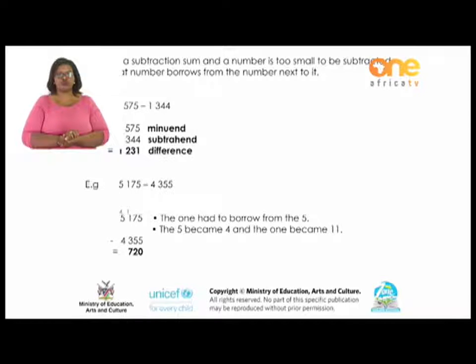1 minus 3. Now here we see we cannot subtract it. So what should we do? Yes, now the 1 goes over to the 5. And the 1 says to the 5, please borrow me, because I am too small for the 3 to be subtracted. So the 5 will borrow the 1. And now the 5 will change into a 4. Now the 5 borrowed the 1.